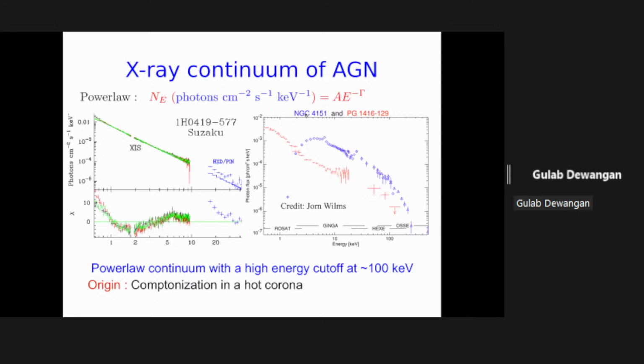Now, if you look at the spectrum of NGC 4151, which is kind of similar, particularly above a few keV and all the way up to a few hundred keV, it is again dominated by a power law in this band, and then it cuts off at a few hundred keV. But there are differences in the low energy band, below about a few keV.